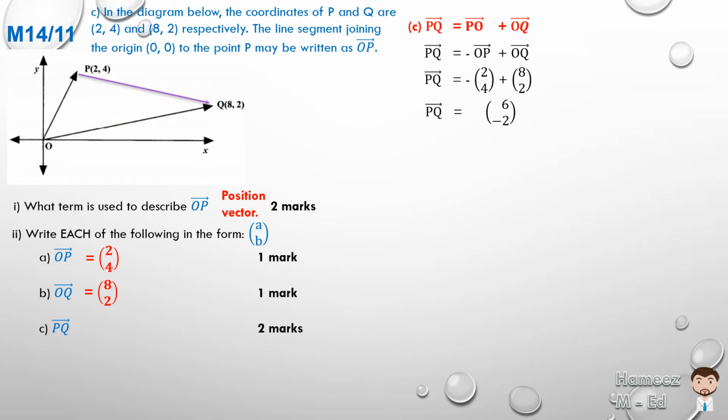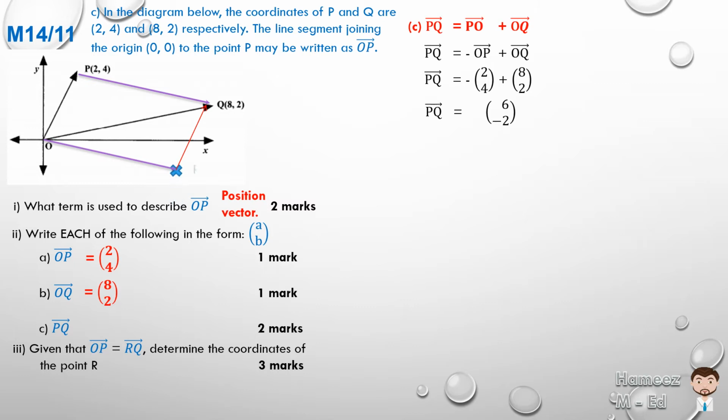Now, we go to part 3. Given that OP is equal to RQ, determine the coordinates of the point R. So if OP is equal to RQ, and let's draw another purple line there, we're sliding it downwards, so it's a sort of translation. Then we want to find the point R, so we want to find OR. So how do we go from O to R?